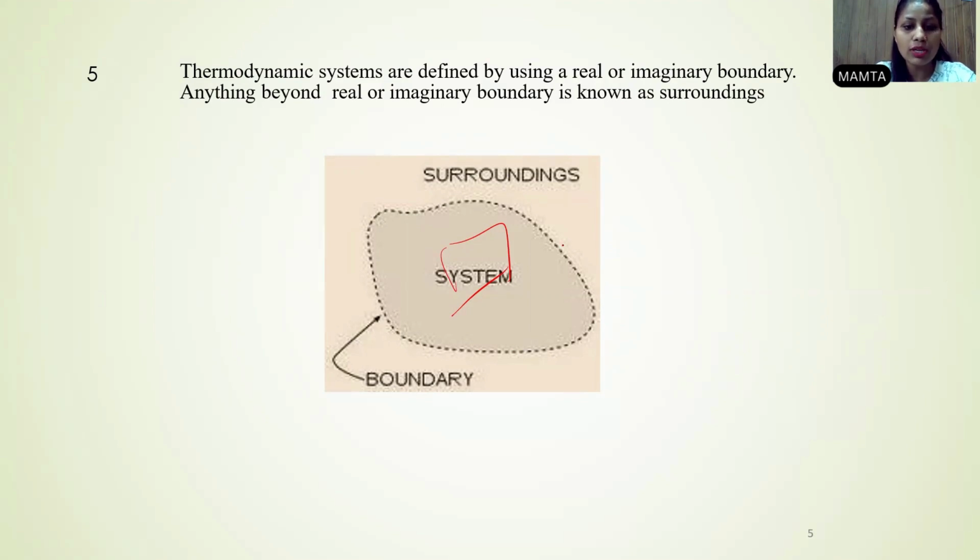This boundary can be real or imaginary, and the surrounding refers to everything that exists outside the defined system. It basically encompasses the external environment or rest of the universe that interacts with the system. The surrounding can exchange energy such as heat and work with the system through the boundary. So by defining a system and its surrounding, we can analyze the interaction and energy exchange between them.